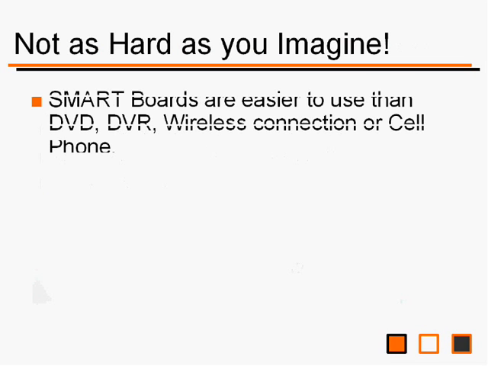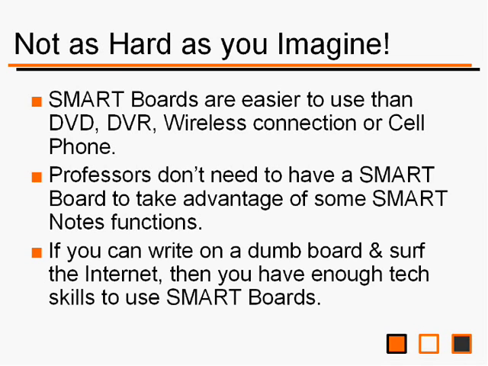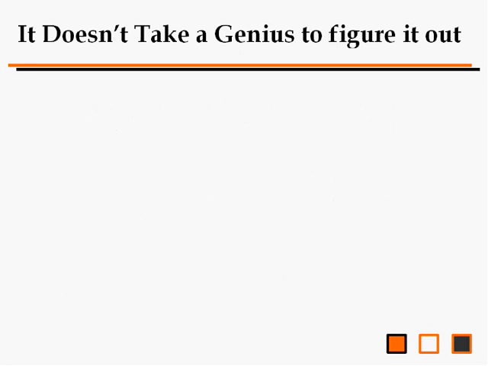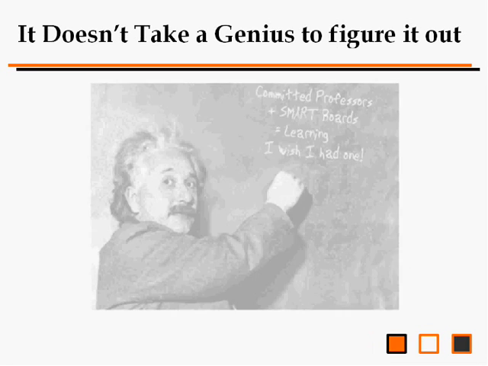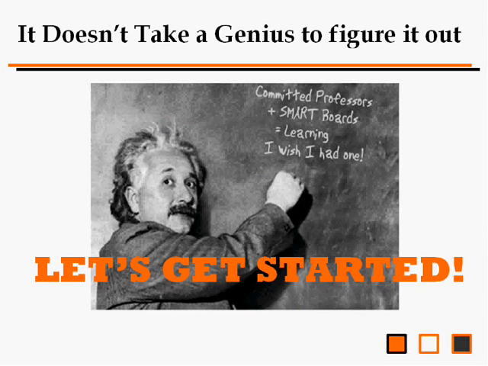Using a smartboard is not nearly as hard as you would imagine. Smartboards are easier to use than a DVD or a DVR or wireless connection on a cell phone. Professors don't need to have the smartboard function to take advantage of some of the Smart Notes functions that we're going to talk about a little later. And if you can write on a dumb board and surf the internet, then you have enough technology skills to use smartboards. It doesn't take a genius to figure it out, but if you got one, you might as well go ahead and let him endorse your action step. And Mr. Einstein says that committed professors plus smartboards equal learning, and he wishes he had one.